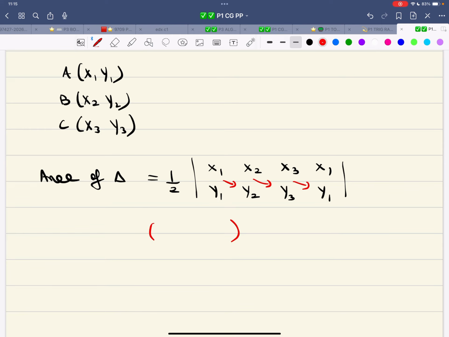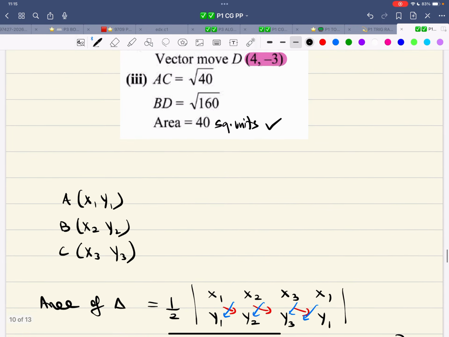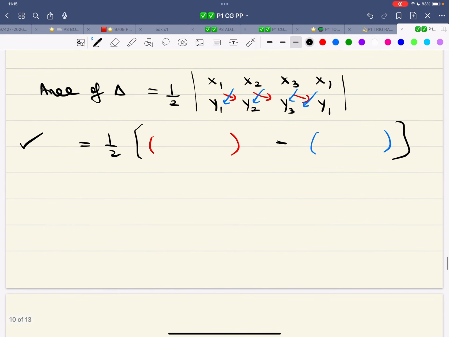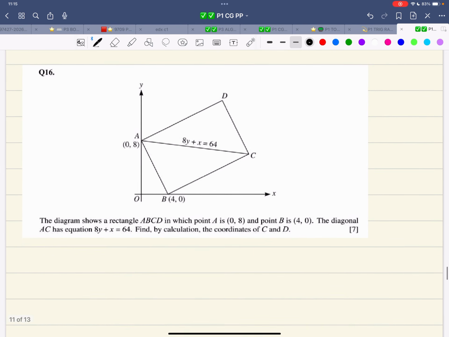That is the first bracket. And then multiply, multiply, multiply. And that is the second bracket. And then don't forget there is a negative sign. Don't forget the bracket. Don't forget the half. And that is the area. So it can be applied for area of triangle. It can be applied for area of quadrilateral. So that is again something new which I've explained over here.